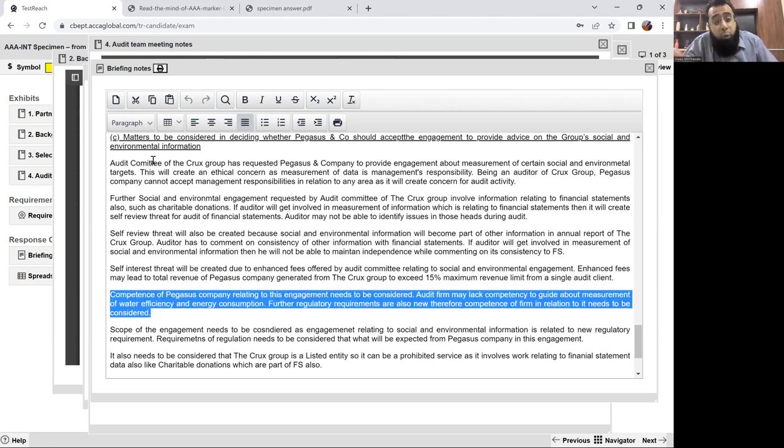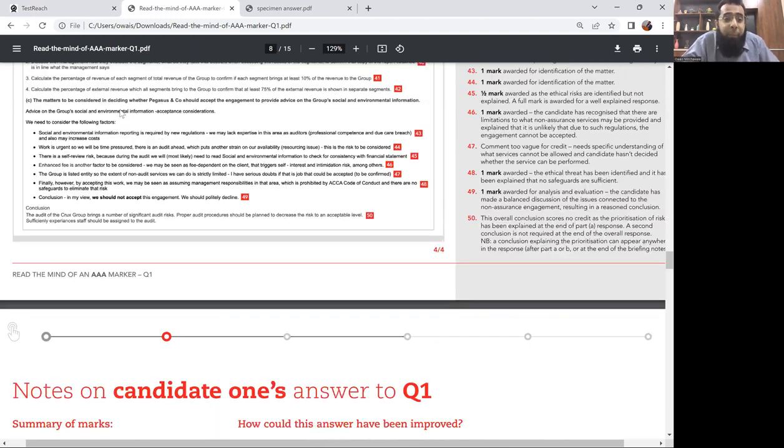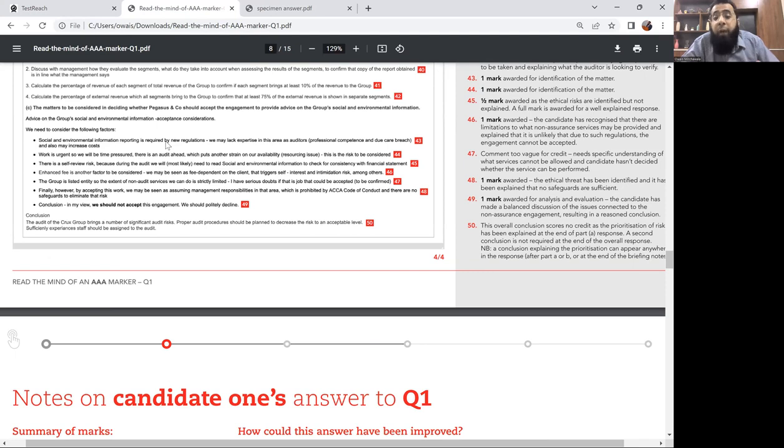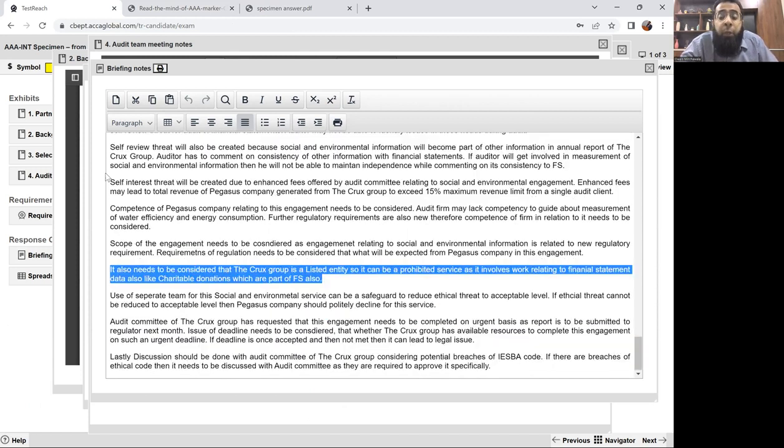Then the competence issue was also explained by him, if you remember, but he got a very easy mark by writing so briefly, if you remember, that it is required by new regulation, we need to look at competence. And he was awarded 1 mark for it. We also wrote this point. Then we referred to the scope of engagement, since it's a new regulatory requirement; he didn't identify this point. He also identified this point of listed entity, he got a credit on it.